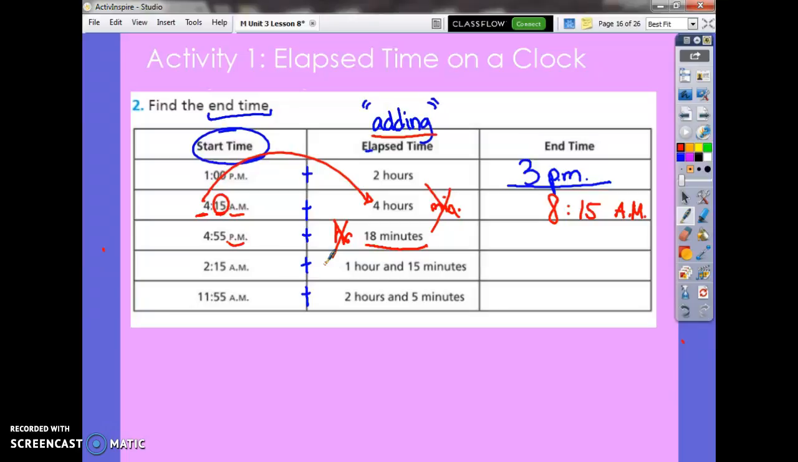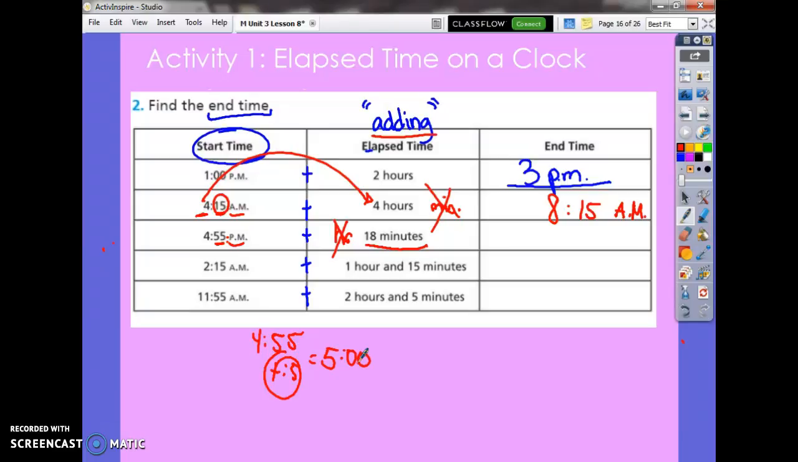But I do notice that 4:55 is only 5 minutes away from the next hour, right? So if I add 5 minutes to 4:55, I'm going to get to 5 o'clock. So follow me here. We're at 4:55, and I'm going to add 5 minutes. And that's going to take me to 5 o'clock. Okay?